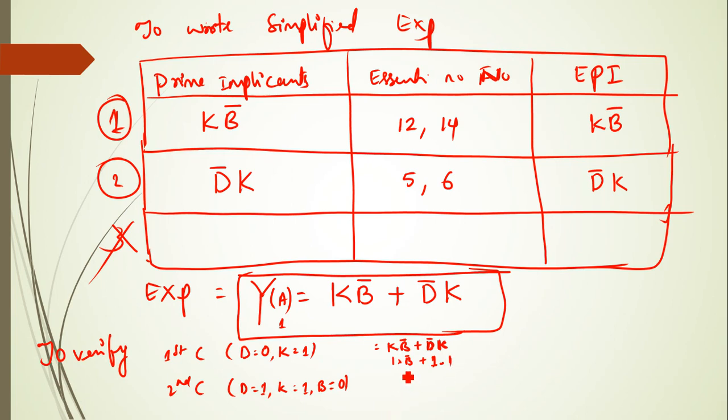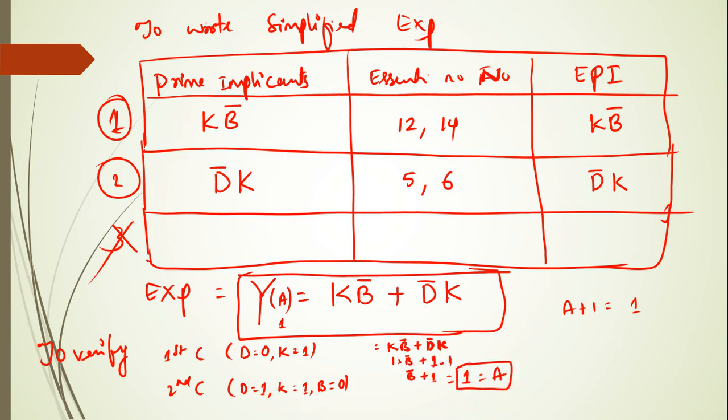Now 1 into B bar is nothing but B bar according to the Boolean rules. 1 into 1 is just 1. Anything plus 1 is nothing but 1, which means B bar plus 1 is nothing but 1. Simple. So the alarm is generated by using this expression.